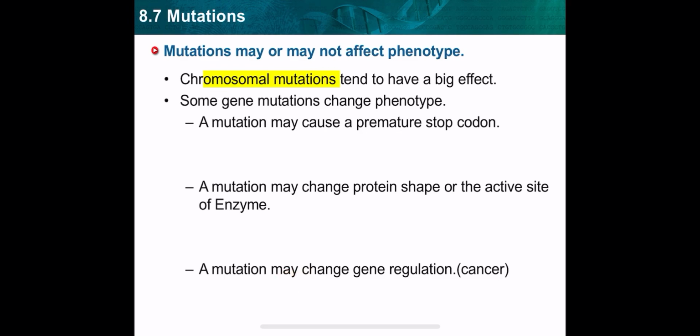Another type is a mutation that occurs in the regulatory proteins. Do you remember the proteins that regulate the cell cycle and the proteins that regulate gene expression? Mostly, those types of mutations will cause cancer.